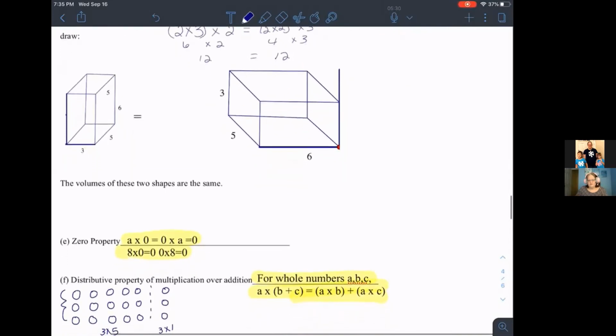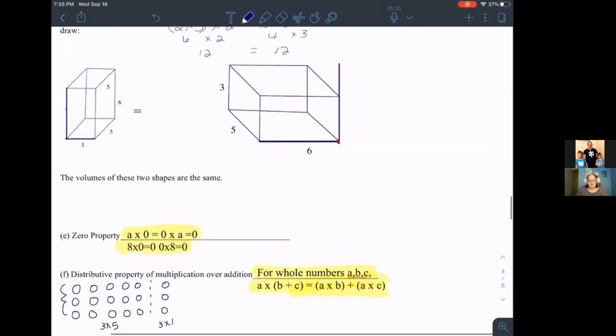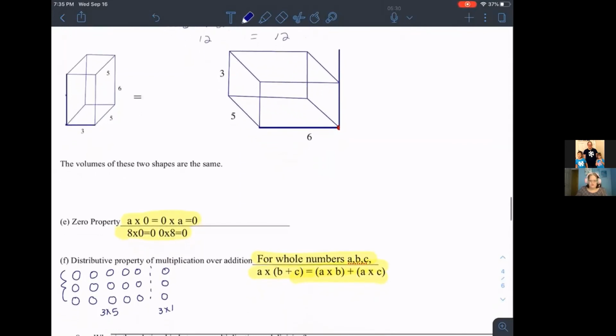And the picture just shows the volume, and it doesn't matter which way you lay it, it's still going to have the same volume.